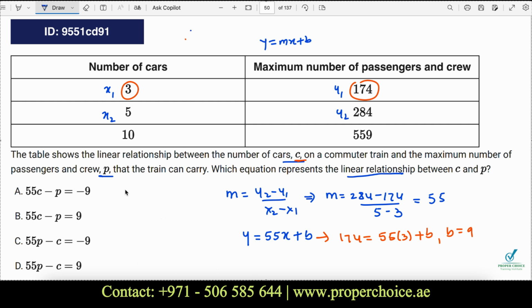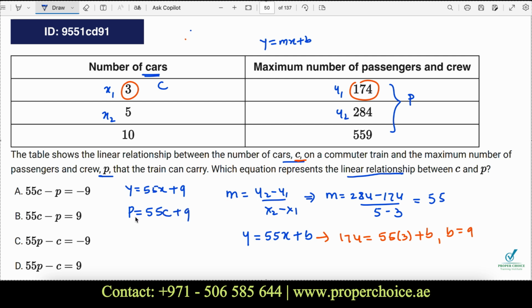Then the equation becomes y equals 55x plus 9. What have we taken as y and what as x? We have taken the number of cars as x, which is the value of C, and the passengers and crew, which is the value of P. So we replace y with P. Then we write it as P equals 55C plus 9.